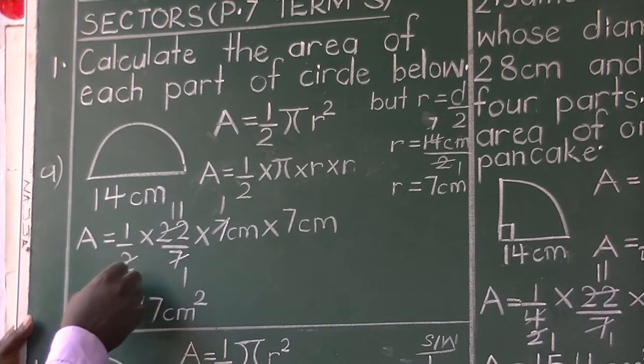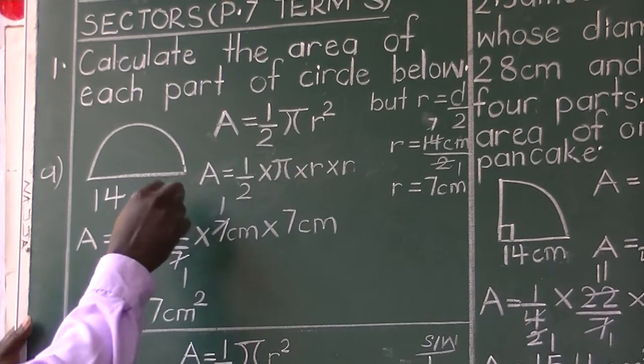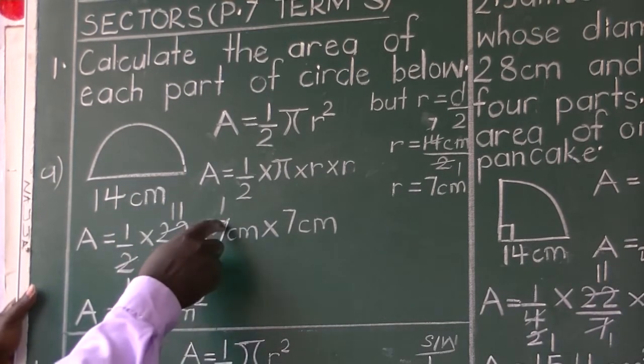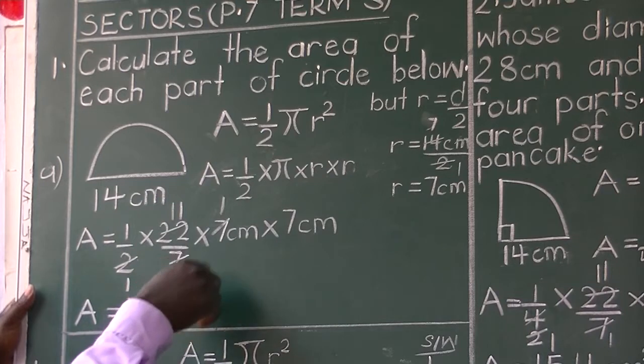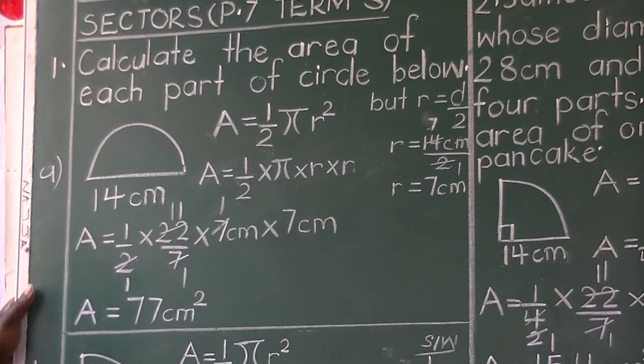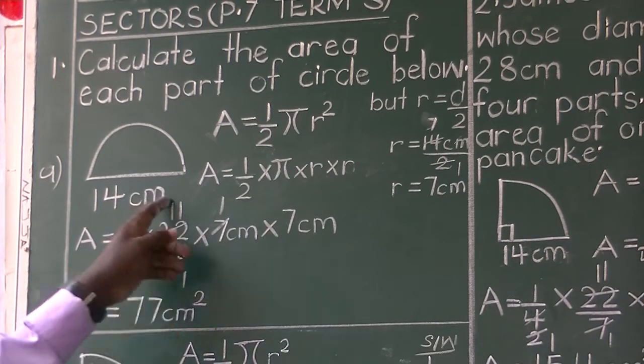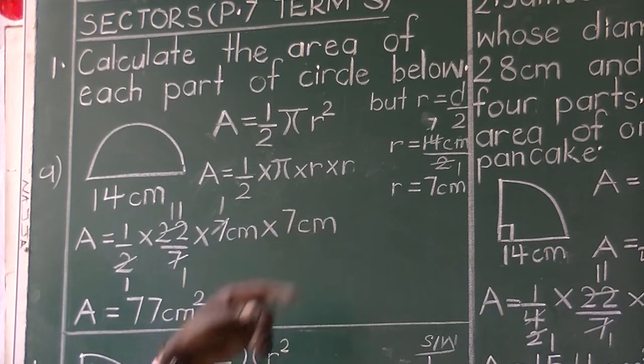So we say 2 by 2 once. 22 divided by 2, we've got 11. Now I've got 7 and 7. 7 divided by 7 once, 7 divided by 7 once. So I've got 11 centimeters times 7 centimeters, where 11 times 7 gets 77, and centimeter gets centimeter squared. So the area of this semicircular object is 77 centimeters squared, and that is about the area of a semicircle.